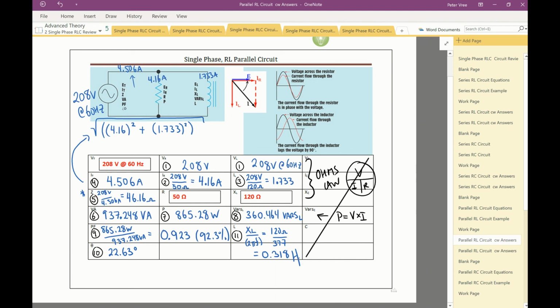Sweet. All right, so hopefully everything made sense there, guys. We found the voltage across, then we found individual currents here. Then we used Pythagoras to find our total current. We used that to find our impedance. Then we went voltage times current to find our VA, wattage, and VARs. We then took the ratio of watts to VA to find our power factor. That gave us our phase angle between total voltage and total current. And then we went back and found the physical properties of the coil that created that XL value of 120 ohms.